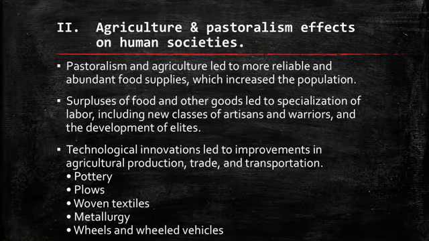Pastoralism and agriculture did lead to more reliable and abundant food supplies, thereby increasing the population. Surpluses of foods and other goods led to specialization of labor. And when you look up the definition of civilization, there's quite a few things that need to occur to consider something a civilization. One, you got to live in a city. That's the first thing there. But specialization of labor also is something new. You have new classes of artisans, of warriors, the developments of elites, religion, and priests.